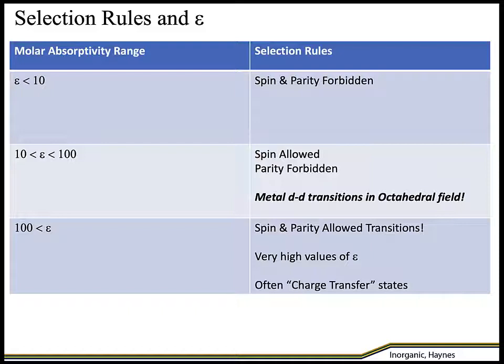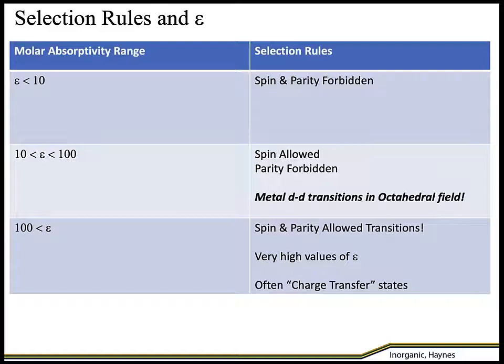Lastly, if we see epsilon values that are greater than 100 or much, much greater than 100, these are both spin and parity allowed transitions. These are often called charge transfer states, or they fall into the realm of what we call charge transfer states, because they regularly involve the d orbitals on the metal and electrons in those d orbitals transitioning into open pi star orbitals on your ligand. And so that actually moves the electrons from an orbital localized on your metal to orbitals that are localized on your ligands, hence the charge transfer name. So the metal looks like it's formally oxidized in this electronic transition where your ligands are reduced.